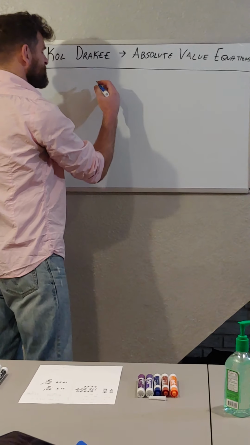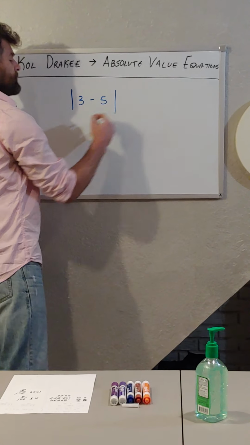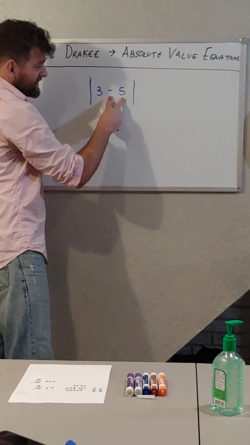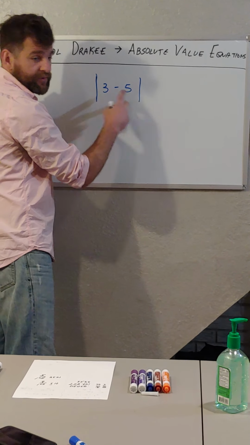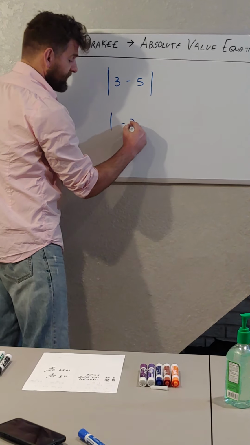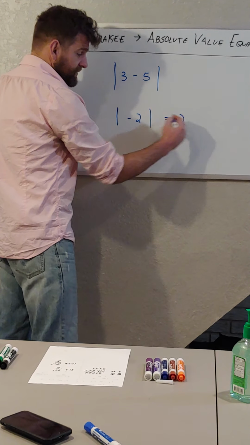One thing I want to discourage you from doing on a problem like this: do not turn this into a positive 5. You want to solve this portion first, so 3 minus 5 will give you negative 2. Then you would take the absolute value of negative 2, which is positive 2.